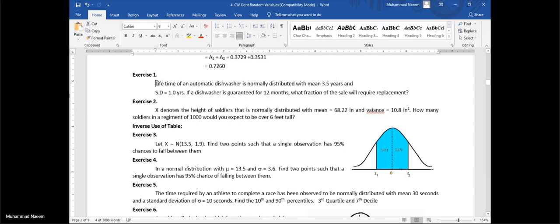First of all, as the lifetime is normally distributed, quickly draw the diagram and show the mean value in the center. That is your first step. Secondly, convert all the values to the same units. Here, mean is in years, standard deviation is in years. So convert this value also in years. So this value.